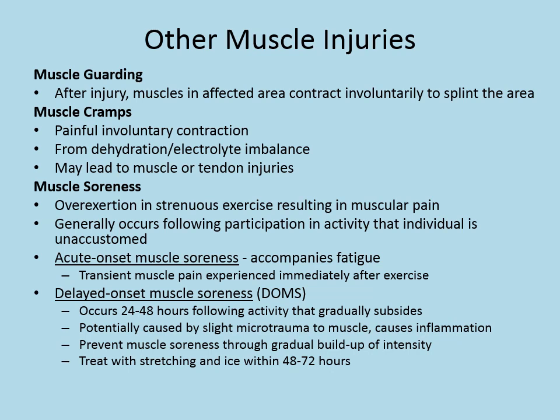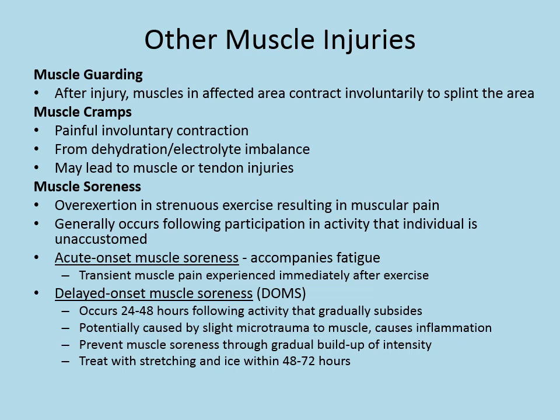We have 2 kinds of muscle soreness. One is called acute onset muscle soreness, and this accompanies muscular fatigue. This is a kind of muscle soreness that you could get, even if you've been lifting the same lift for a long time. This is the kind of muscle soreness we get when we're getting muscle burn in the gym when we've been lifting. This is a transient muscle pain experienced immediately after an exercise. So if you're doing bicep curls, you get that burn, it's feeling really good, and that means it's about time for you to stop. And then that goes away really quickly.